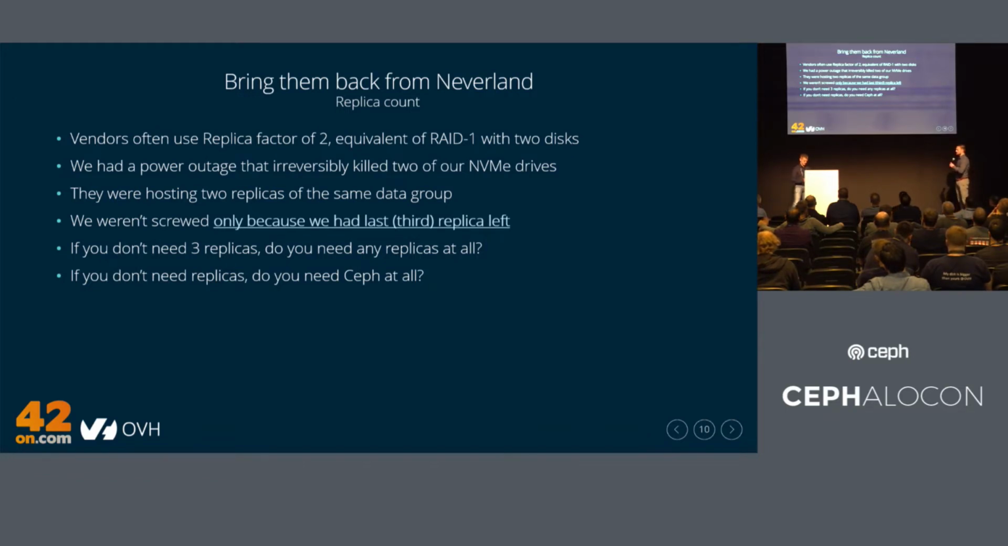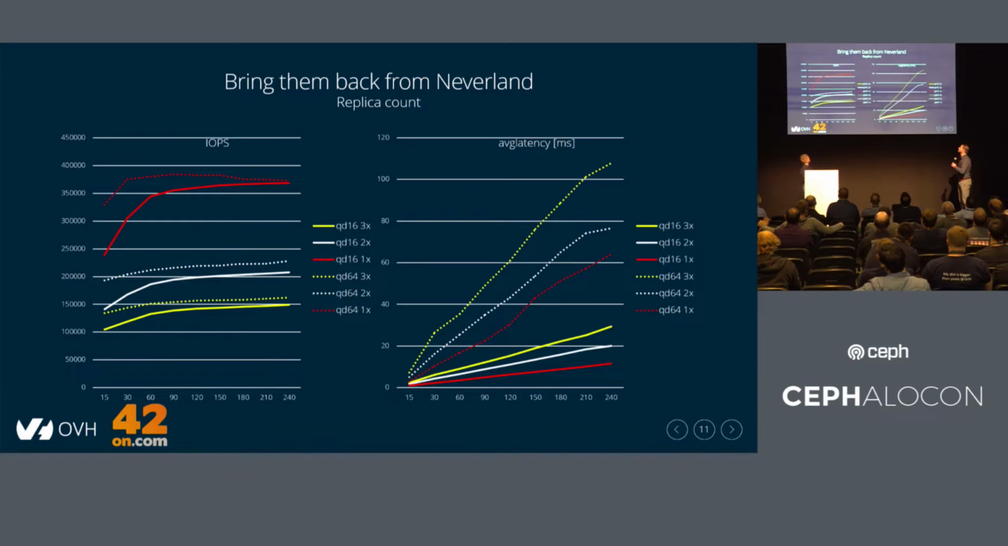Never use replica 2. And this is the graph showing the performance across different client counts from 15 to 240. As you can see, the yellow line denotes the replica factor of 3, and the white line is a replica factor of 2. It's almost 50,000 IOPS more than replica factor of 3. And if you go to replica factor of 1, it's absolutely insane, over 350,000. But who cares about performance when you don't have your data because you lost it?